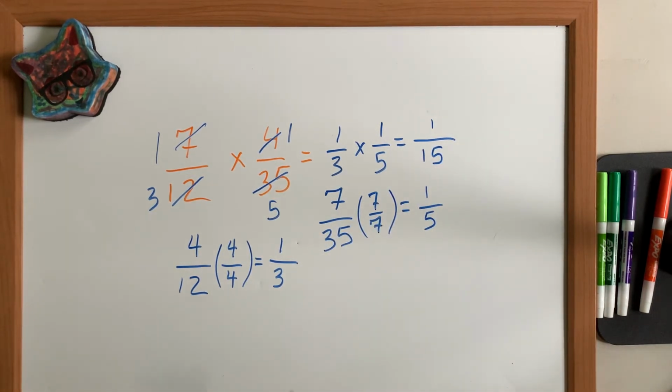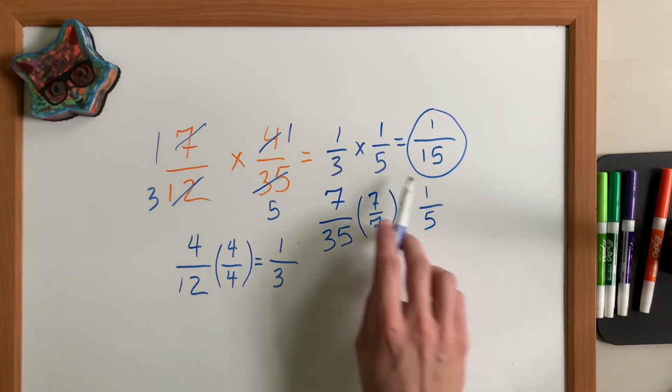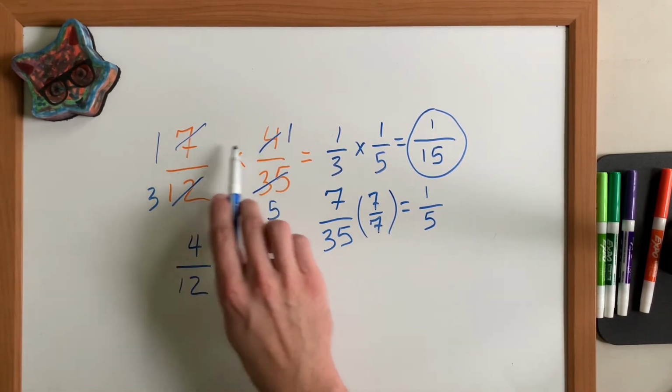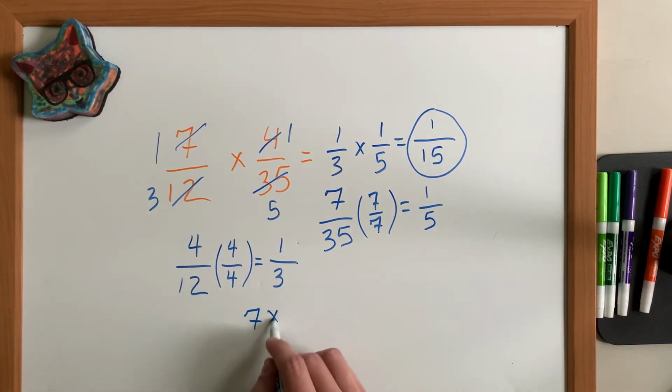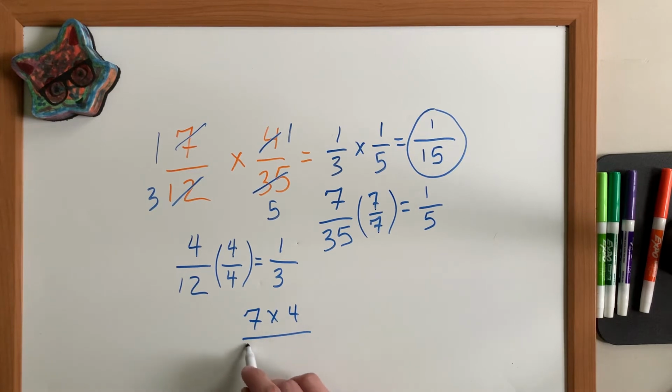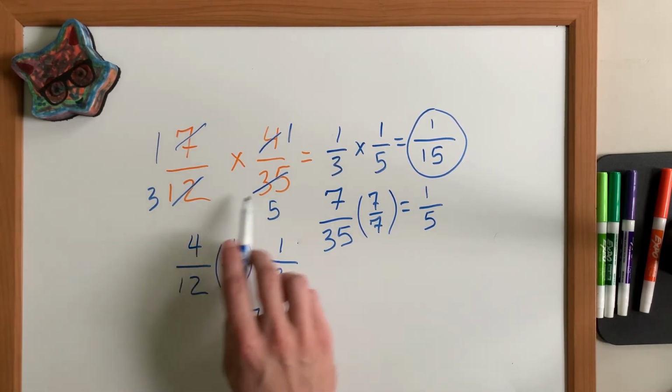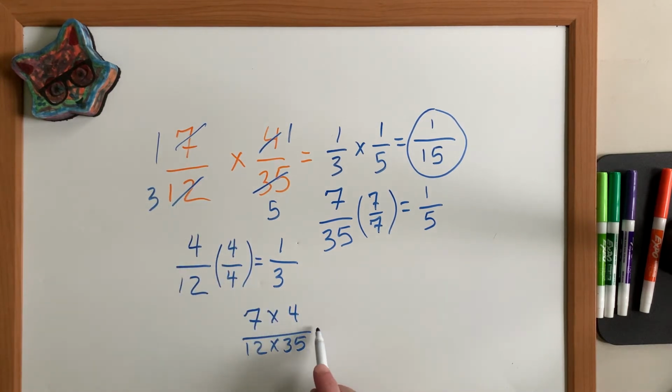Okay? Now you might say, how do I really know that that's the final answer? Well, if we were to go back and redo the part where we multiply this with big numbers, we would get 7 times 4 over 12 times 35. This is just taking the original fractions and multiplying straight across the top and bottom. And we said that we would have 28 over 420.